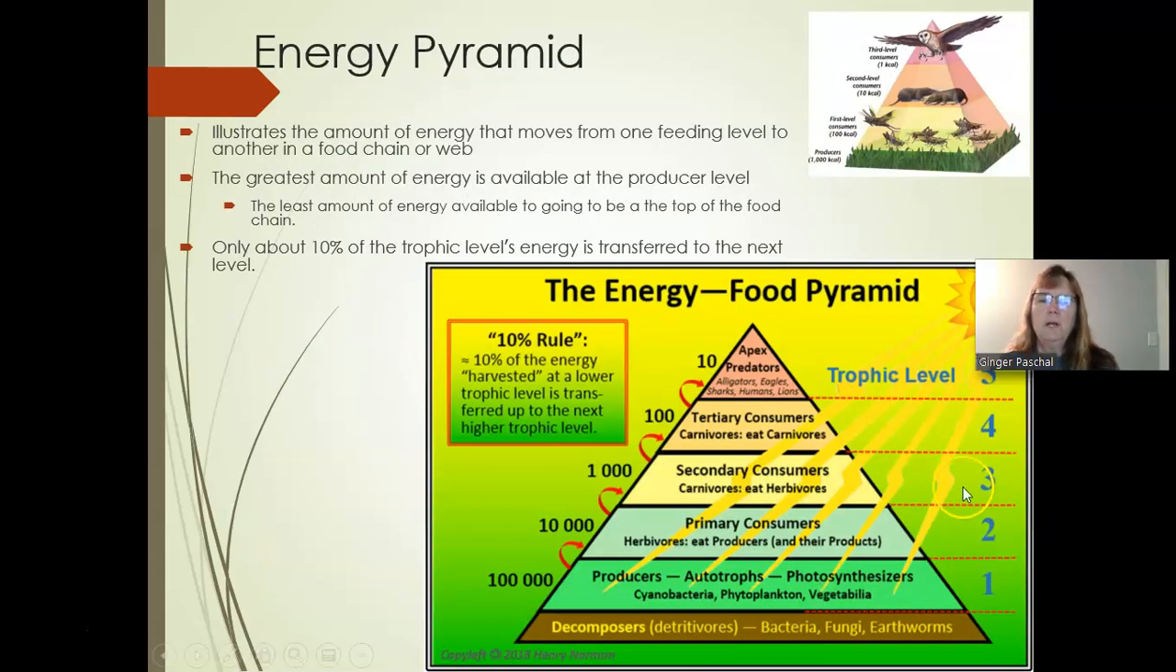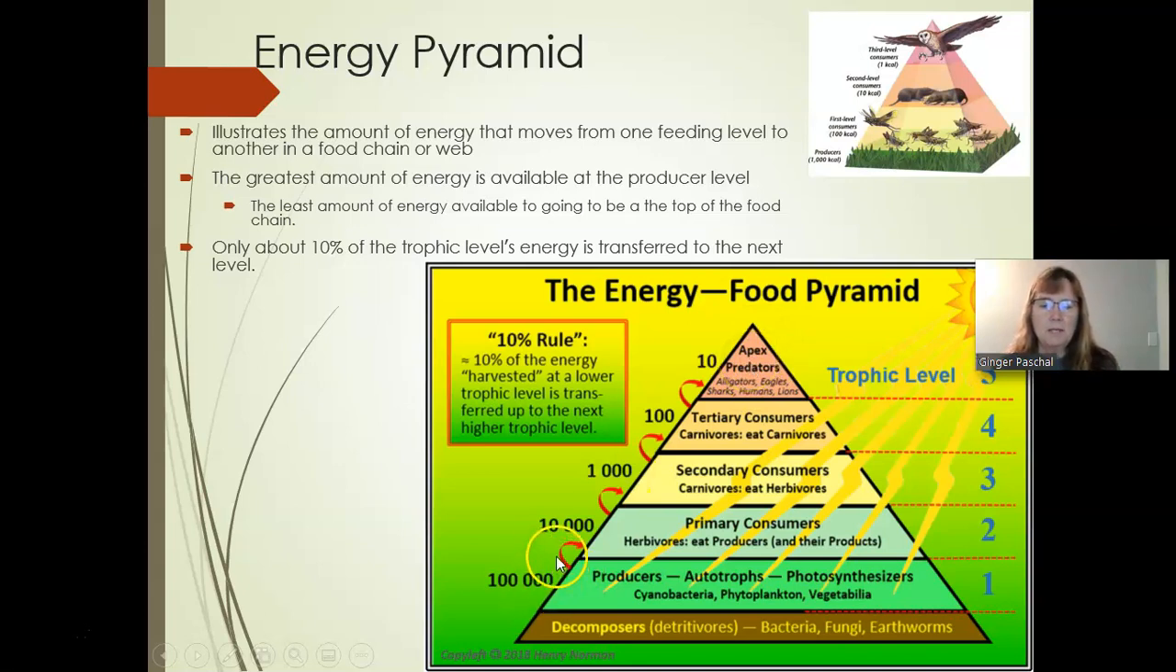An energy pyramid illustrates the amount of energy that moves from one feeding level or one trophic level to another in a food chain or a food web. The greatest amount of energy available is at the producer level. That's the organisms that absorb sunlight energy and convert that to food. The least amount of energy available is at the top of the food chain. That's why we have fewer of those types of organisms.